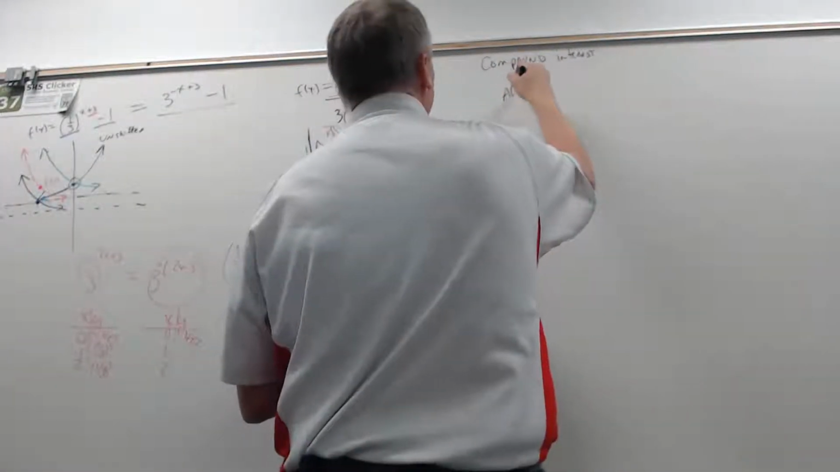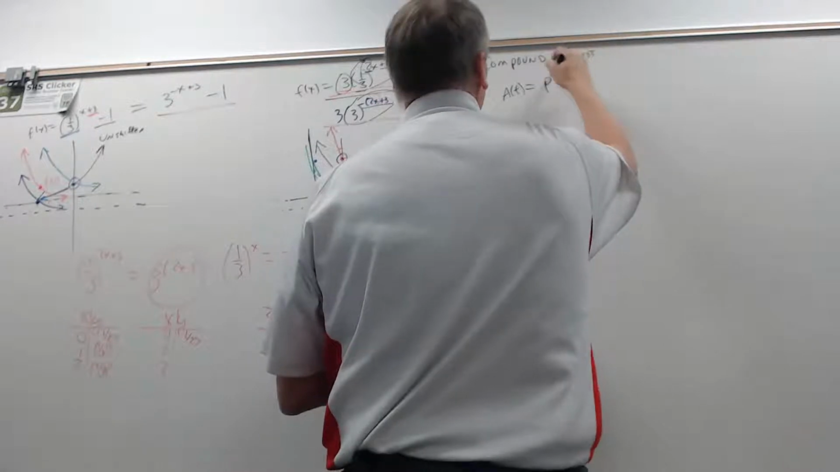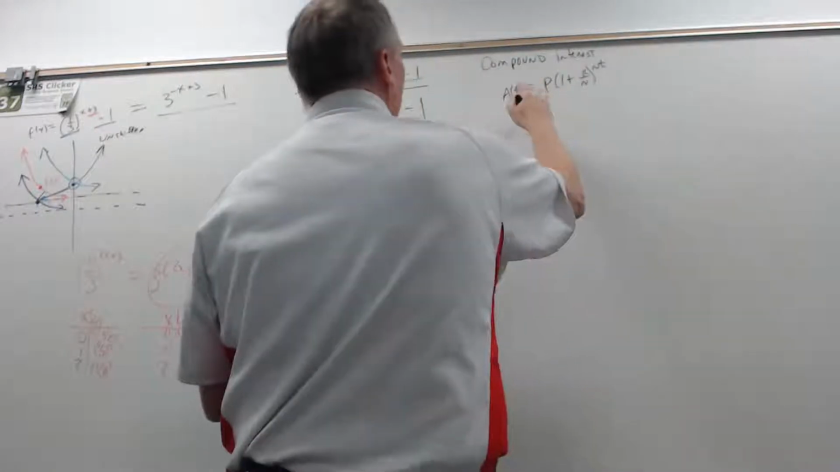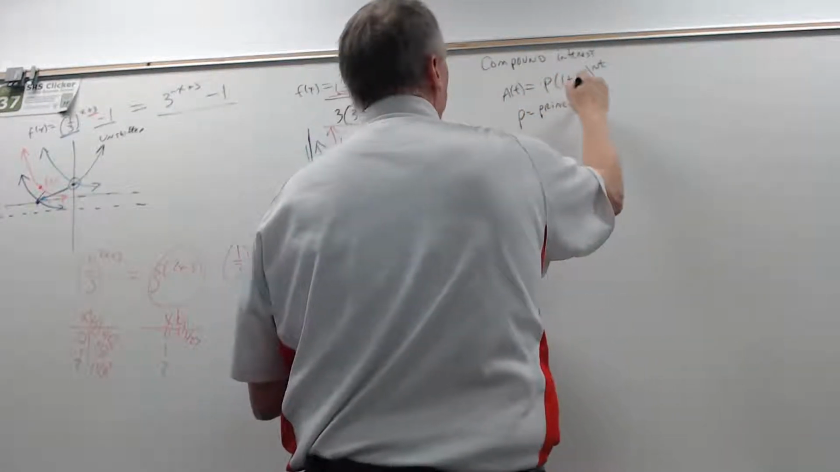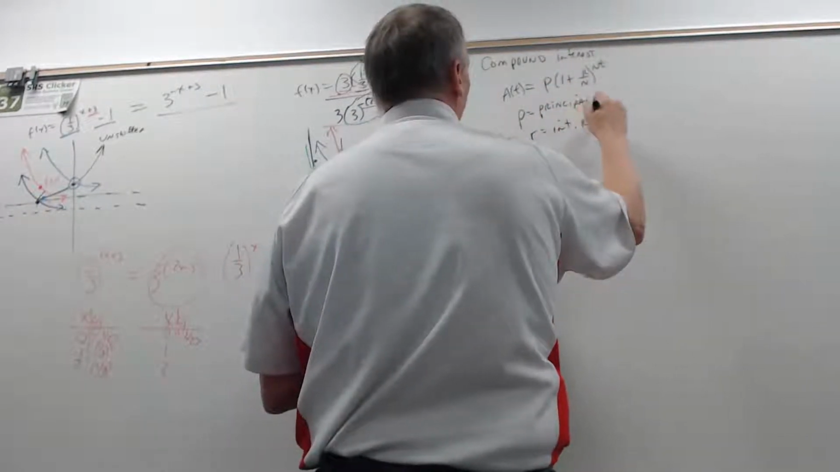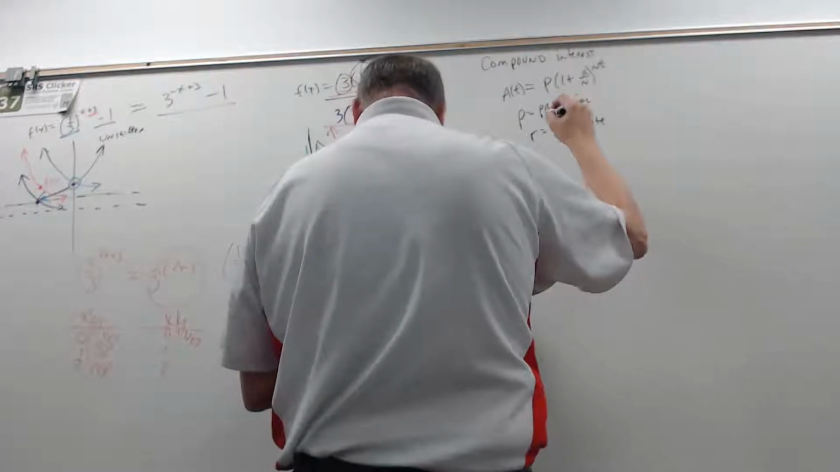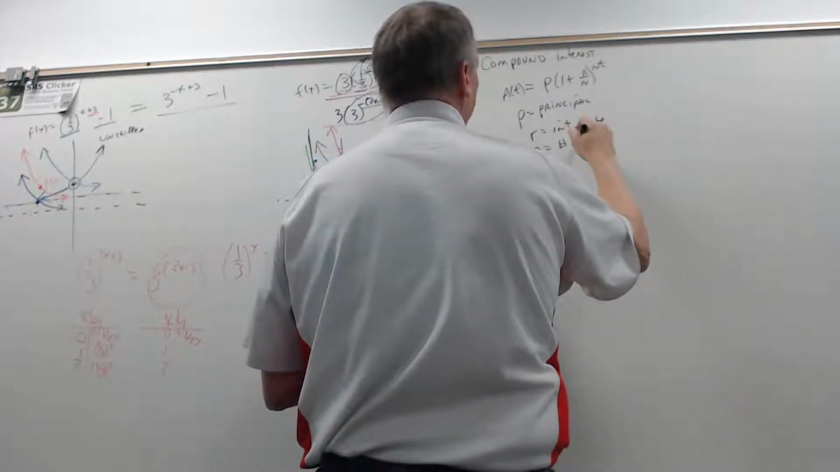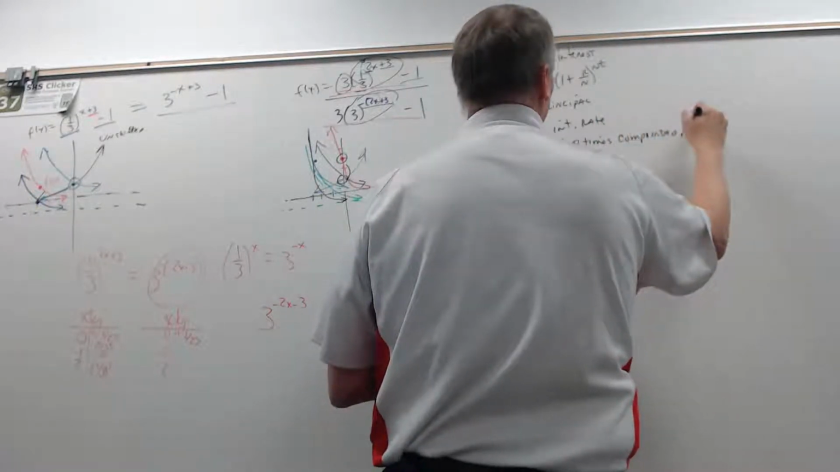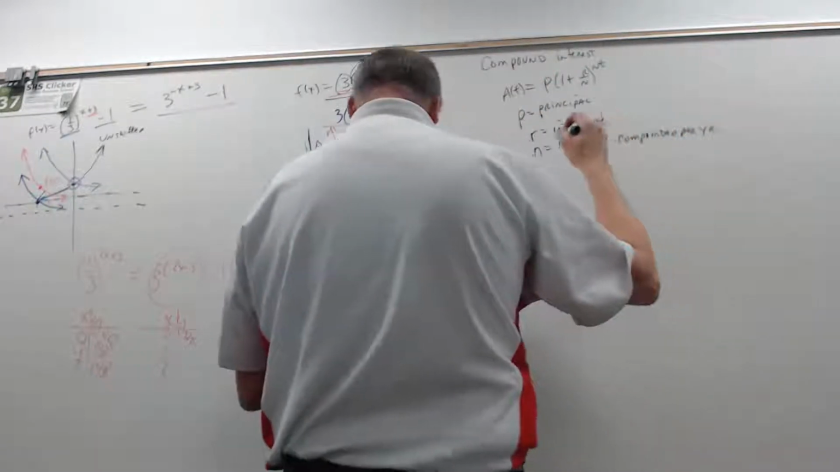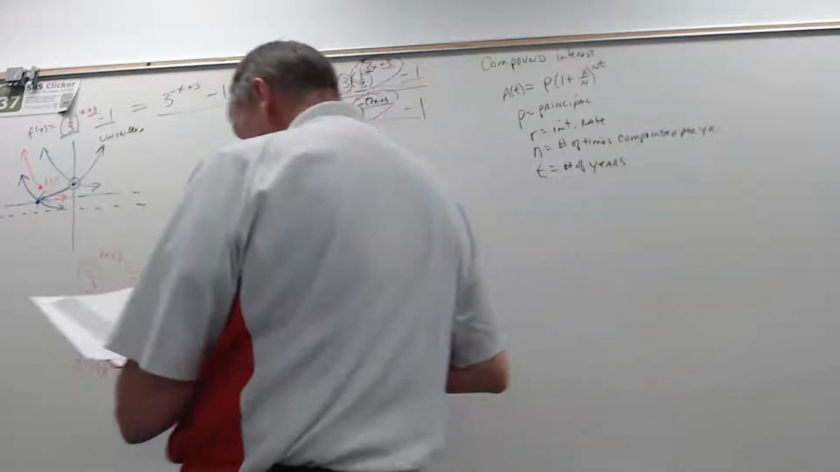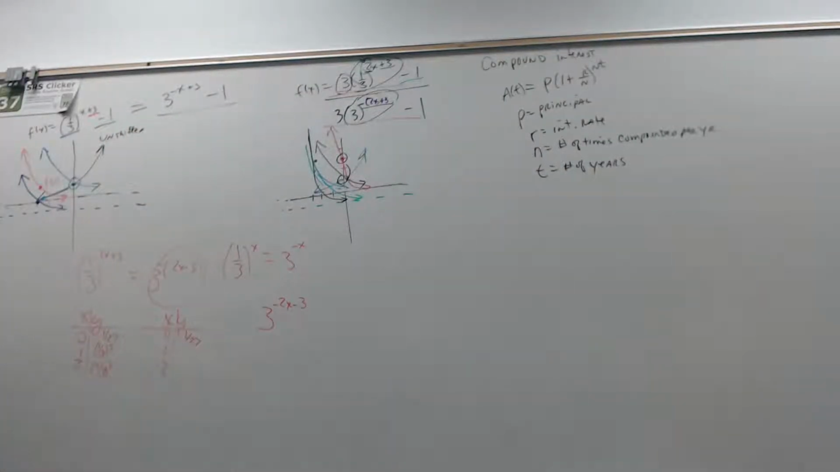Compound interest: A of t equals P times (1 plus r over n) to the nt power. P equals your principal. R equals your interest rate. N equals the number of times compounded per year. And t equals the number of years. I think I only gave you one problem, so I need to give you a few more of these.